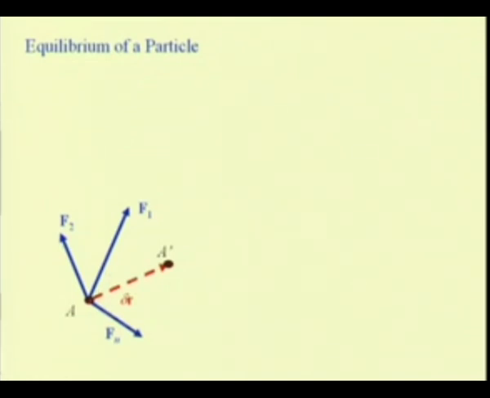So, here again you see this particle A subjected to a number of forces and say undergoing a virtual displacement of delta r, where the position moves from A to A prime. And now let us analyze the condition when these forces sum to 0, that is sigma f, in this case sigma f is equal to 0 for the equilibrium of this particle. So, if this condition is satisfied, then let us see what happens to the virtual work.